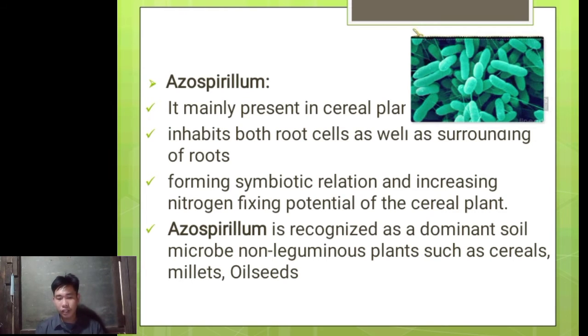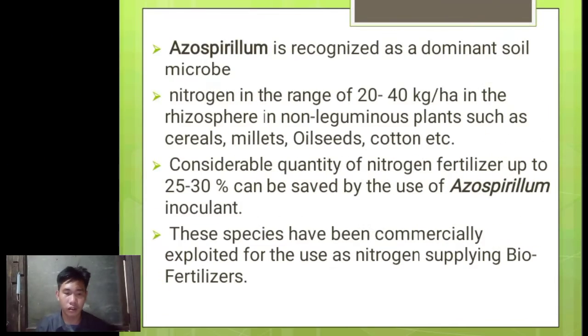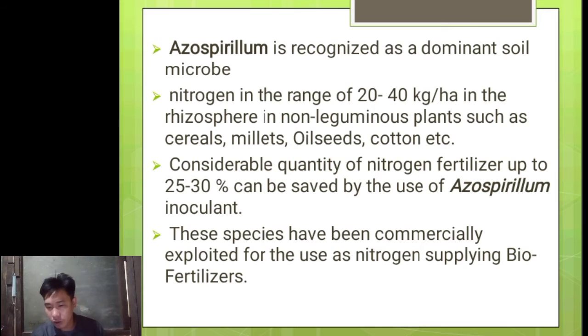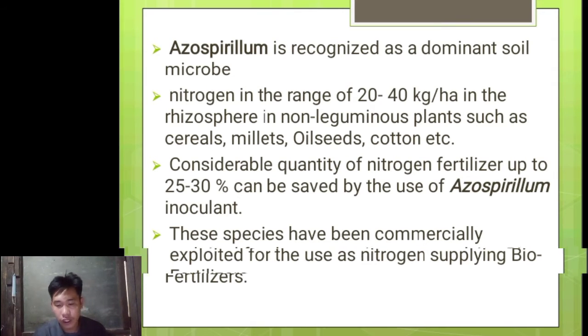Azospirillum is recognized as a dominant soil microbe in non-leguminous plants such as cereals, millets, oilseeds. Nitrogen in the range of 20 to 40 kg per hectare in the rhizosphere, in non-legume plants such as cereals, millets, oilseeds, cotton, etc. A considerable quantity of nitrogen fertilizer, up to 25 to 30%, can be saved by the use of Azospirillum inoculant. Those species have been commercially exploited for use as nitrogen supplying biofertilizers.